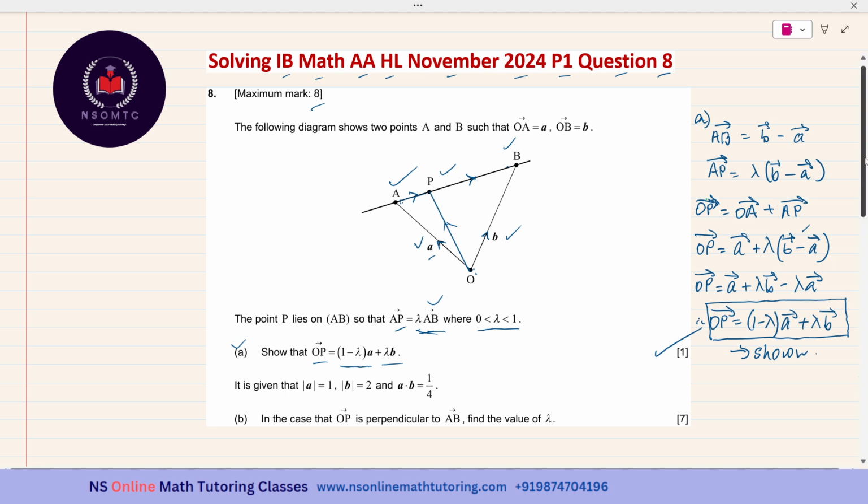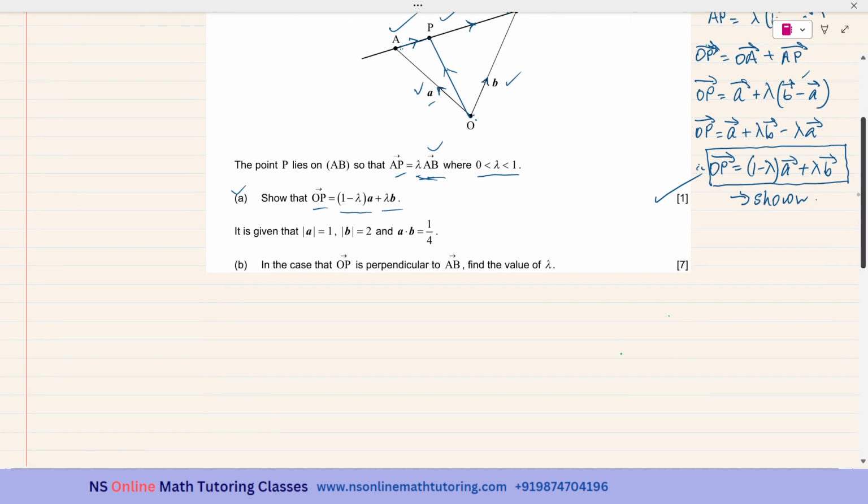It is given that the magnitude of the position vector A is 1 unit and the magnitude of the position vector B is 2 units, and the scalar product of the vectors A and B, A dot B, is equal to 1 over 4. Subpart B's question is, in the case that OP vector is perpendicular to AB vector, find the value of lambda. It is carrying 7 marks.